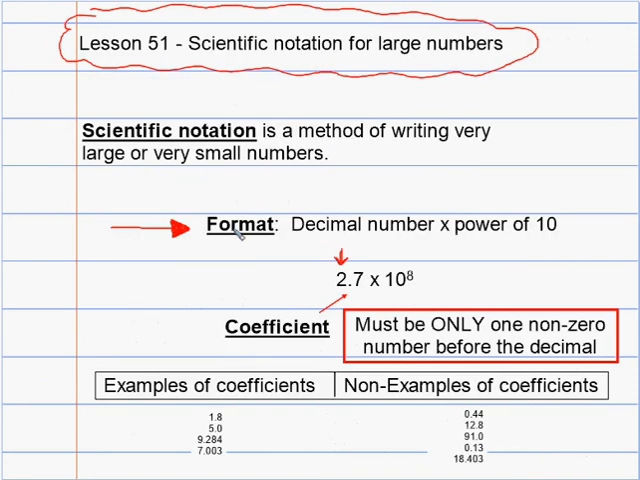Okay, that's all I have for you today. Just remember that with scientific notation, you can write very large or very small numbers. The format is always a decimal number with a digit 1 through 9 in front of the decimal times a power of 10. Okay, that's all I have for you today. I will see you in class.